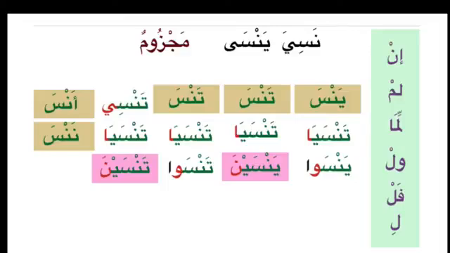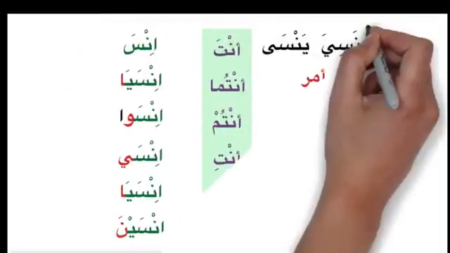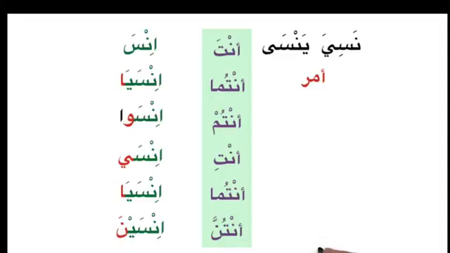Yansayu is sami'a yasma'u, but we know there is dhamma has been taken away. So if we do the amr form, see how it is made. So nasiya, yansa in the amr, you know amr is given only in these 6 categories. It's anta, antuma, antum, the one in front of you. So this is what we're learning in book 2. So we'll learn the third person amr later on inshallah.